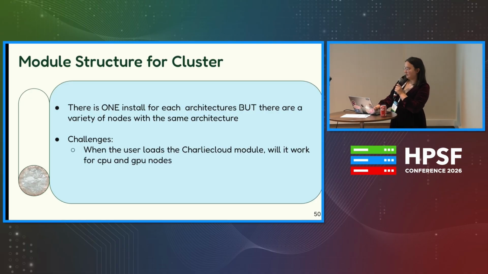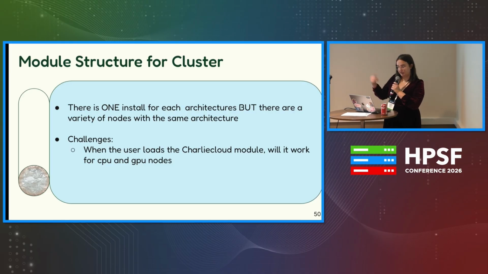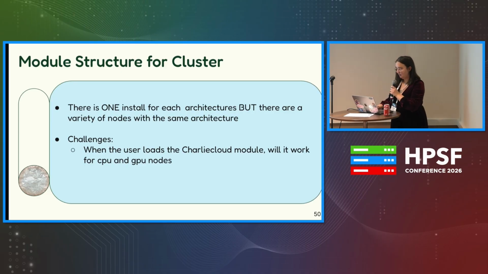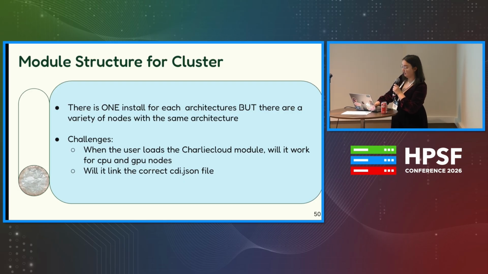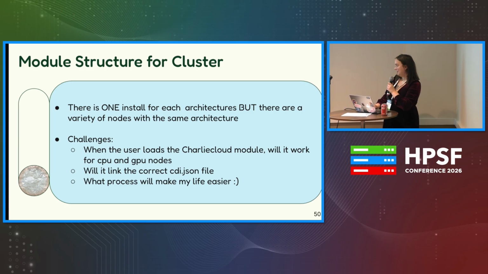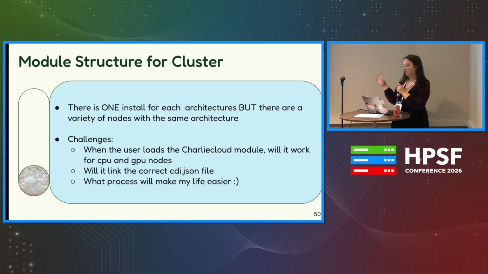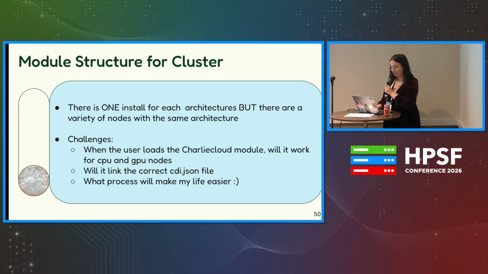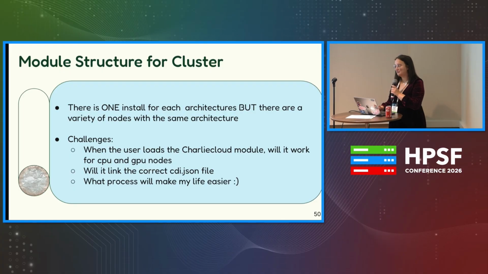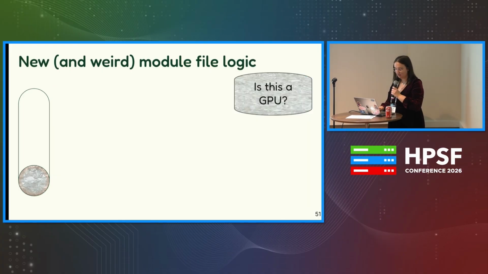The goal of this new change is that when the user loads the Charliecloud module, I want to make sure that it works for CPU and GPU nodes, because users don't want to have separate modules for both. They would get angry. I also want to make sure that it links the correct CDI.json file. And what is the process that will make my life easier? I wanted to spend some more time up front so I wouldn't be banging my head against the wall in the future. The Charliecloud releases always come when I'm in the middle of doing 18 million things, so I'm just trying to quickly do it in between phone calls.